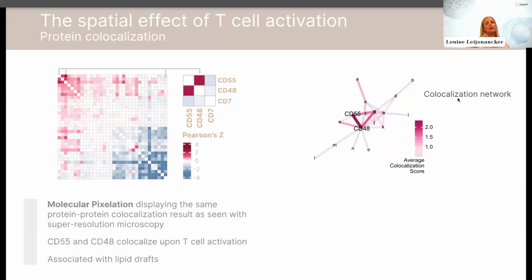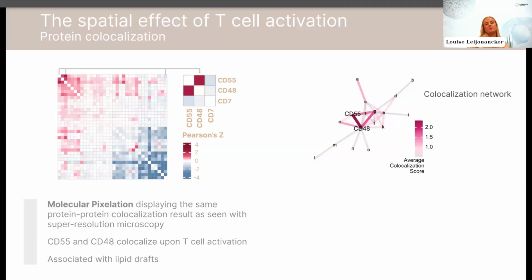You can also start looking at it from this, more of looking at protein groups and more of a network of proteins in this co-localization network. And then you can see that CD55 and CD48 are co-localizing, but there are also several other proteins involved here. And we've decided not to show them so that other people can continue this exciting research. And as I mentioned, we want to validate this.